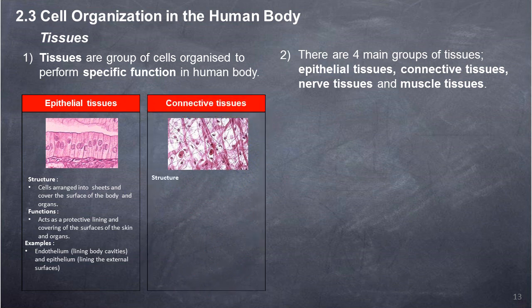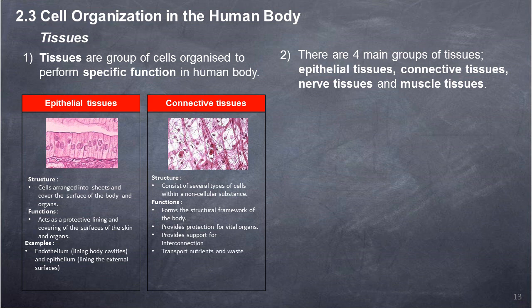Connective tissues. Structure: consist of several types of cells within a non-cellular substance. Functions: forms the structural framework of the body. Provides protection for vital organs. Provides support for interconnection. Transports nutrients and waste products. Examples: bone, cartilage, tendon, ligament, blood and lymph tissues.